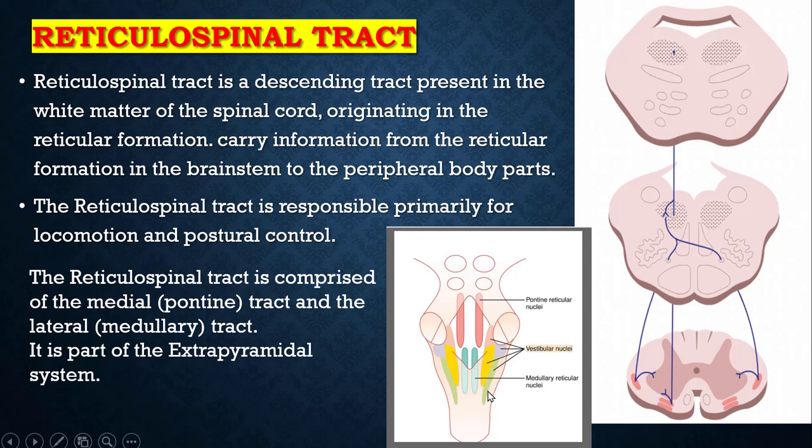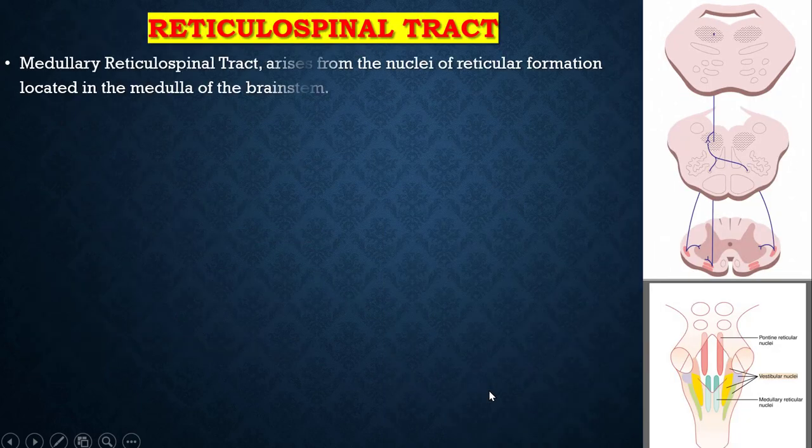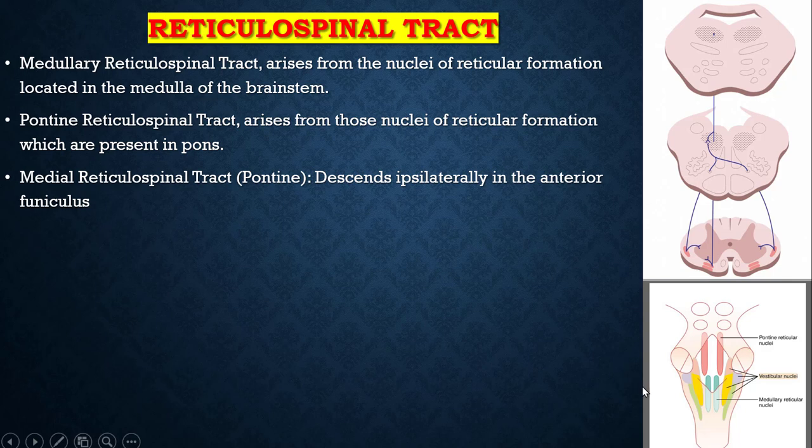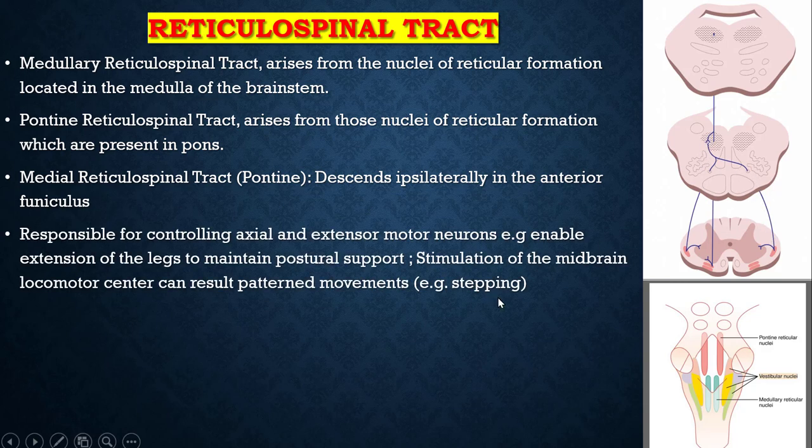Medullary reticular tract arises from the nuclei of the reticular formation located in the medulla and brainstem. Pontine reticular tract arises from those nuclei of the reticular formation which are present in the pons. The pontine reticular tract descends ipsilaterally in the anterior funiculus, responsible for controlling axial and extensor motor neurons, enabling extension of the leg to maintain postural support.